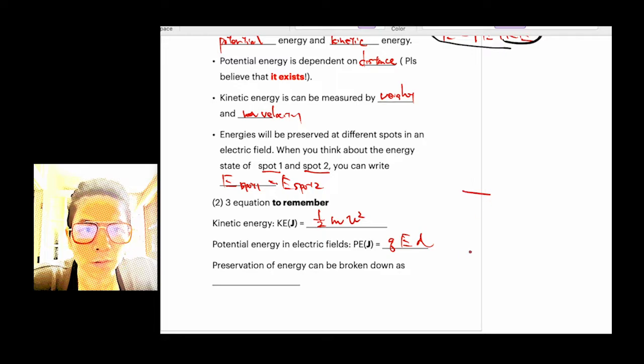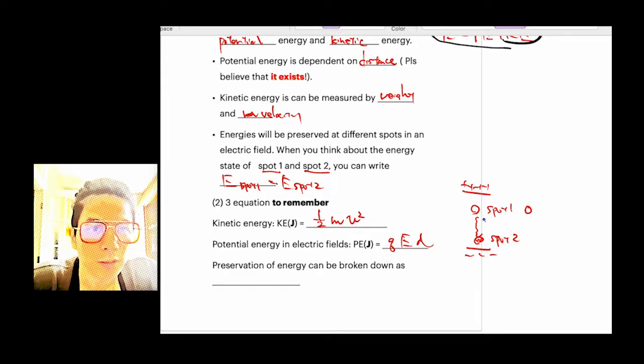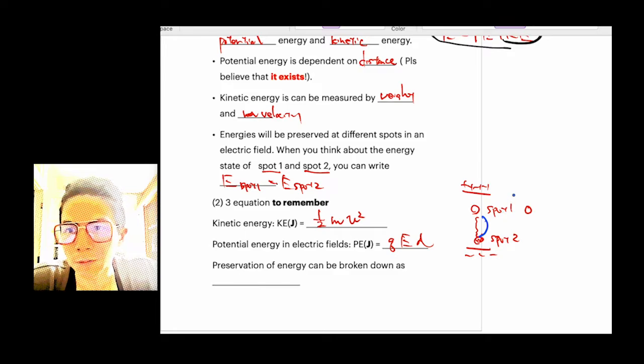The distance is a little difficult as a concept. Let's say that you have a charged object, and you write this spot 1 as 0, and you see how much this object is going to be moved. The distance means basically this. So if the object didn't change at all and stays at the same place, the potential energy is going to be 0 because d is going to be 0.